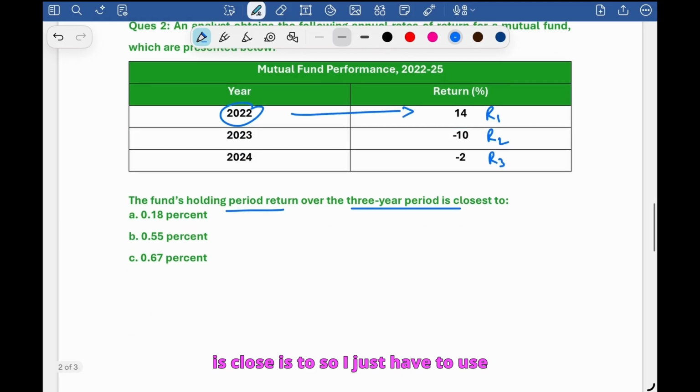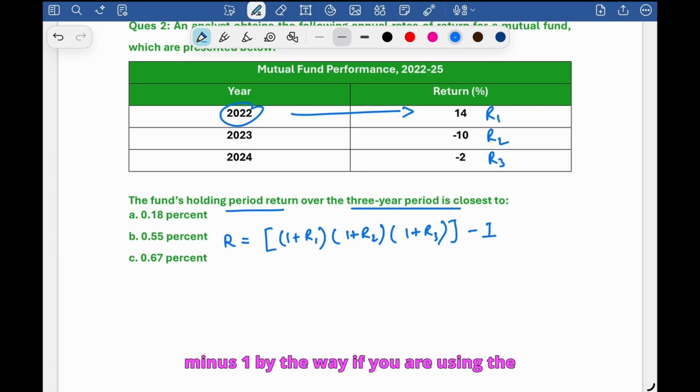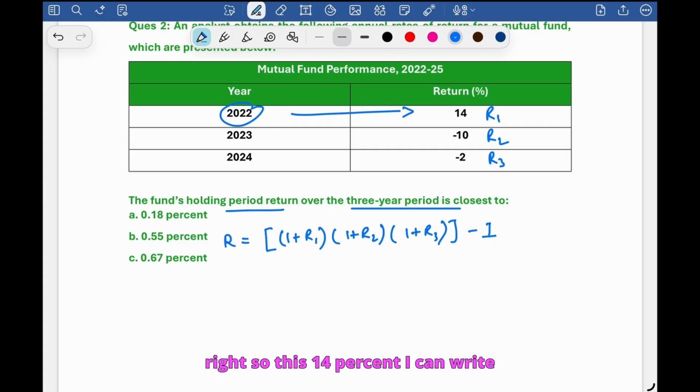So I just have to use the formula which we did. 1 plus R1, 1 plus R2, 1 plus R3 minus 1. By the way, if you are using the BA II Plus calculator or any other calculator which is there for the CFA, you can set it till decimal 4. So you get the exact value which I'm getting. And if you don't know how to set it, I'll comment down below how you can set it in the BA II Plus calculator, right?